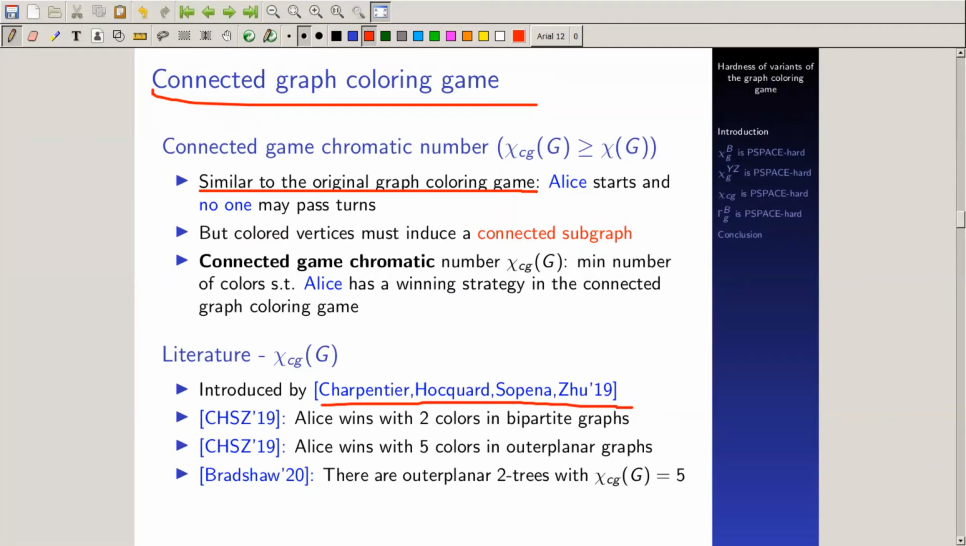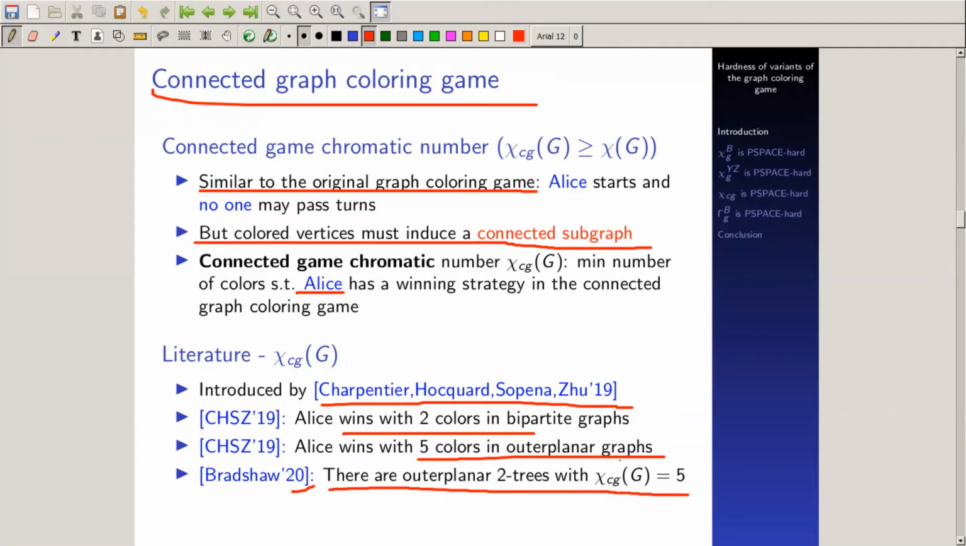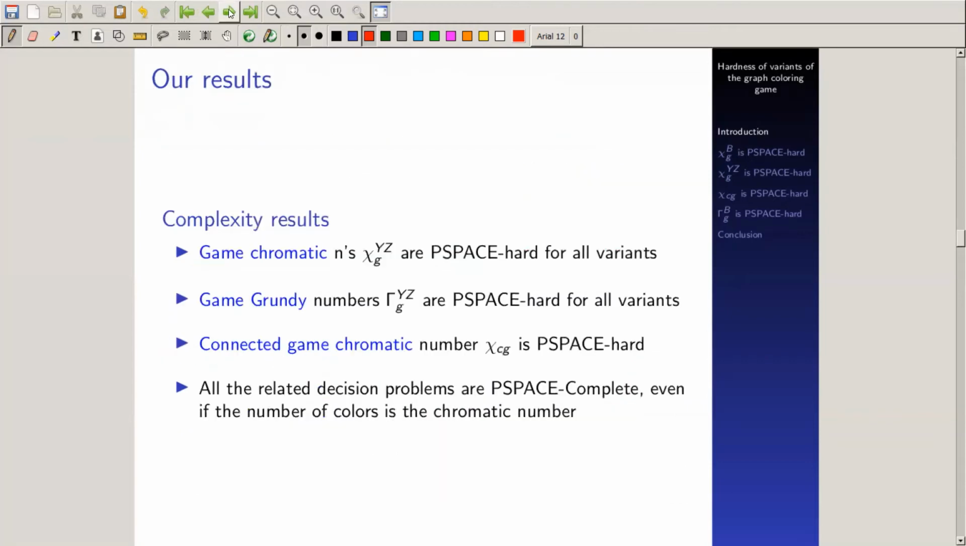It is similar to the original graph coloring game. Alice starts, no one may pass turns, but colored vertices must induce a connected subgraph. So the connected game chromatic number, χ_CG of G, is the minimum number of colors such that Alice has a winning strategy in the connected graph coloring game. They proved that Alice wins with 2 colors in bipartite graphs, with 5 colors in outerplanar graphs, and this year it was proved that there are outerplanar 2-trees with χ_CG of G equal to 5, answering a question of the first paper.